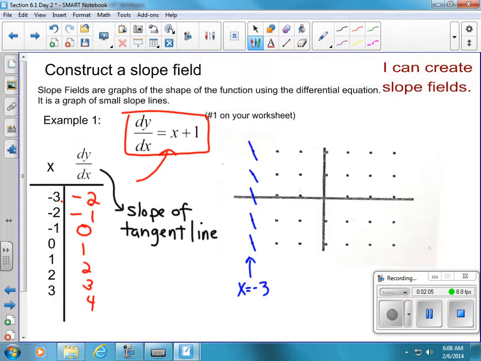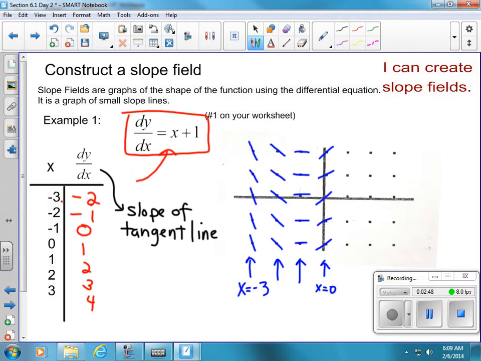All right, at x equals -2, which is in this column, the slope is equal to -1. So that's a 45-degree angle slope. At x equals -1, the slope is 0. So in this column, we have zeros. That is a little tangent line that has a slope of 0. These are each little mini tangent lines. When we get to x equals 0, our little mini tangent line has a slope of 1, which is a 45-degree angle.